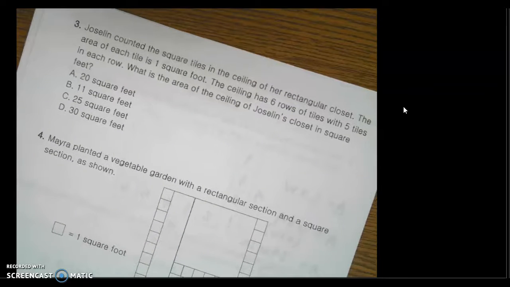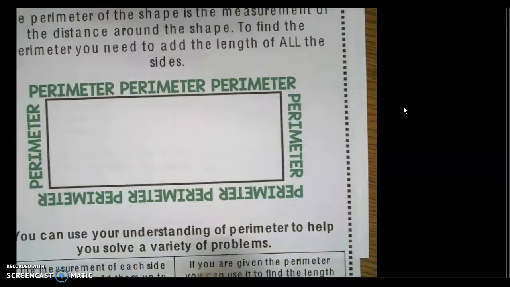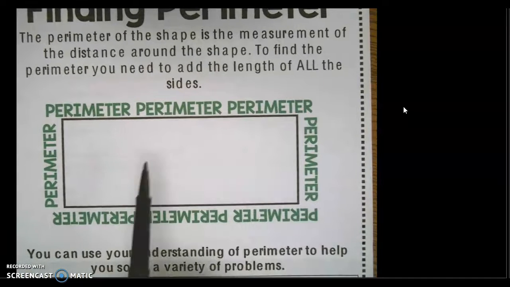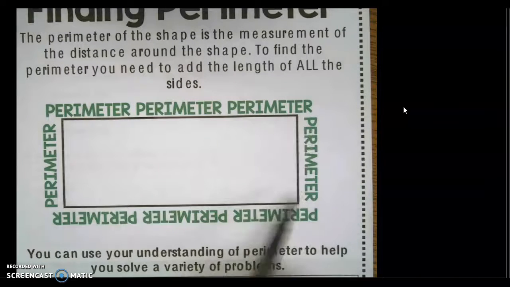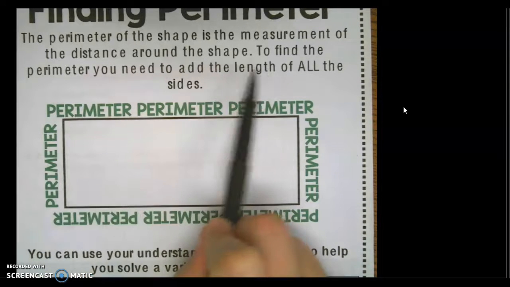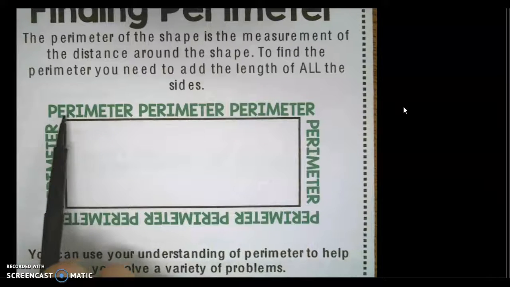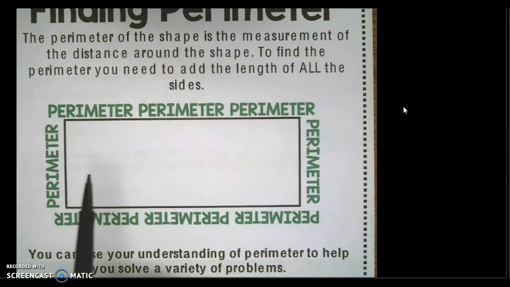Let's look at another one. Let's look at a perimeter question. All right, remember when we are finding perimeter, it is the distance around the shape. To find the perimeter, you need to add up all of the side lengths. So perimeter, perimeter, perimeter. Here there are 4 side lengths, so you would have 4 different numbers to add up.